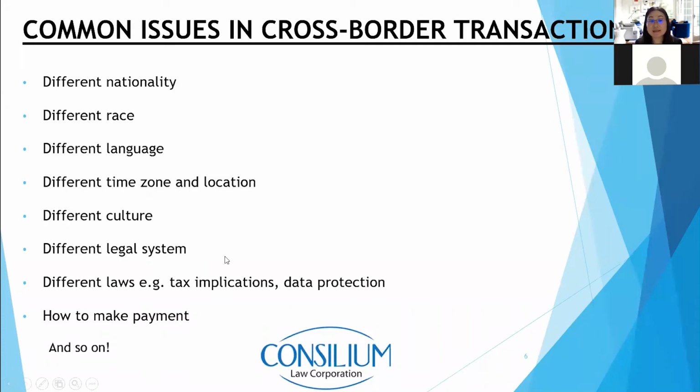So if you have done any cross-border transaction, you would know that these are the usual factors that arise. You'll be working with people of different nationality, different race, speaking a different language, operating in a different time zone and location, having a different culture from you, having a different legal system from you, most probably, and operating under different laws such as tax implications, data protection, and the list goes on. Even when you want to make payment to them, you have to locate their bank account in probably another part of the world, which is very foreign to you.